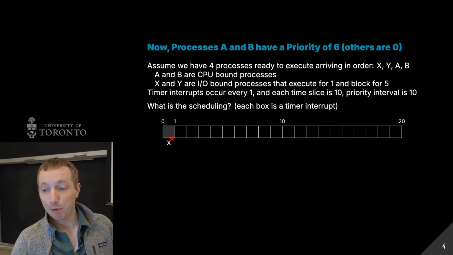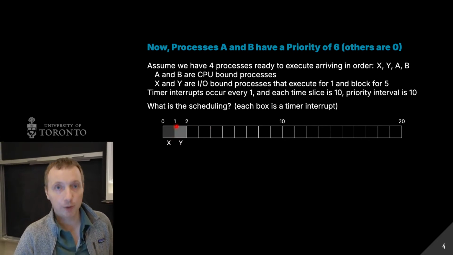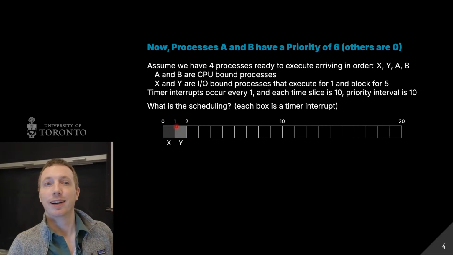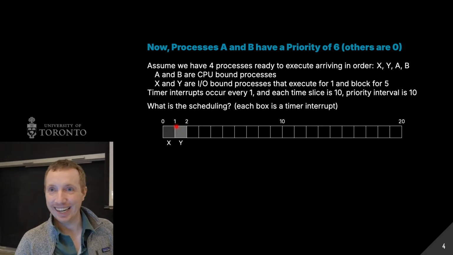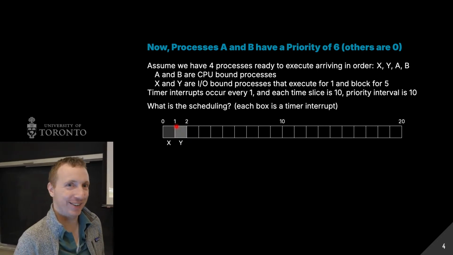Then, like before, X is blocked for 5 time units. Schedule Y to run, right? And then A, right? A is the next thing.